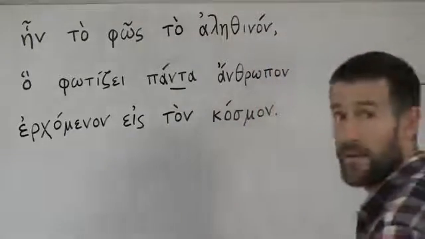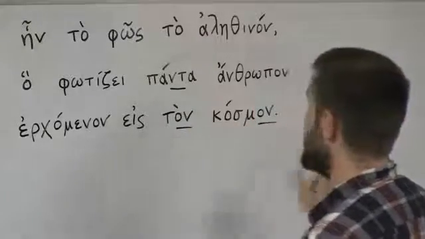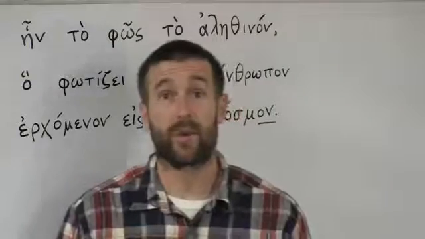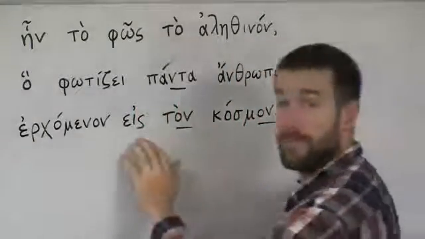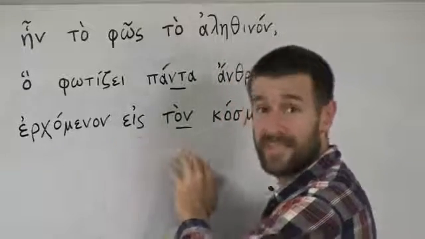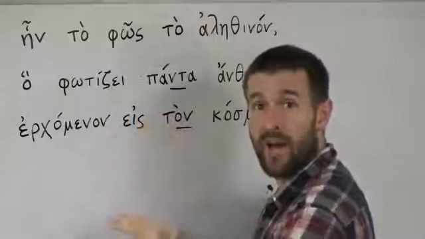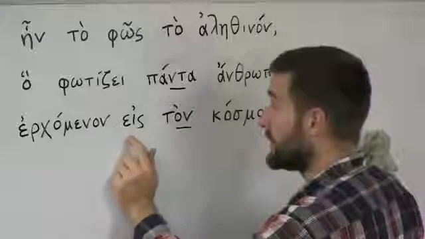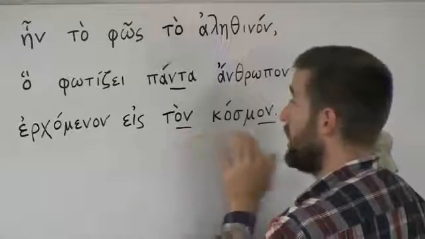And then you'll notice right here, again, something familiar from old lessons: the on ending is an accusative ending. Remember John 1:1? Pros ton theon. Pros was a preposition that took the accusative case following it. So that's why it was pros ton theon, with God. Well, eis also takes an accusative: ton kosmon, into the world.